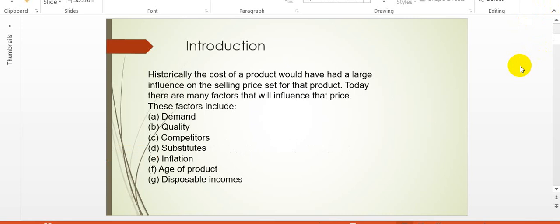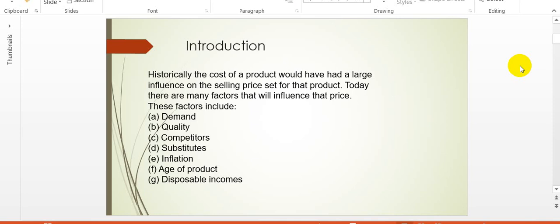Prices for products have historically been set based on the cost of the product. So first, firms would come up with the cost of making the product or the cost of providing the service, and then from that cost they would add a markup or a margin to determine the selling price. So in short, the cost of the product had a much larger influence on the setting of the selling price.